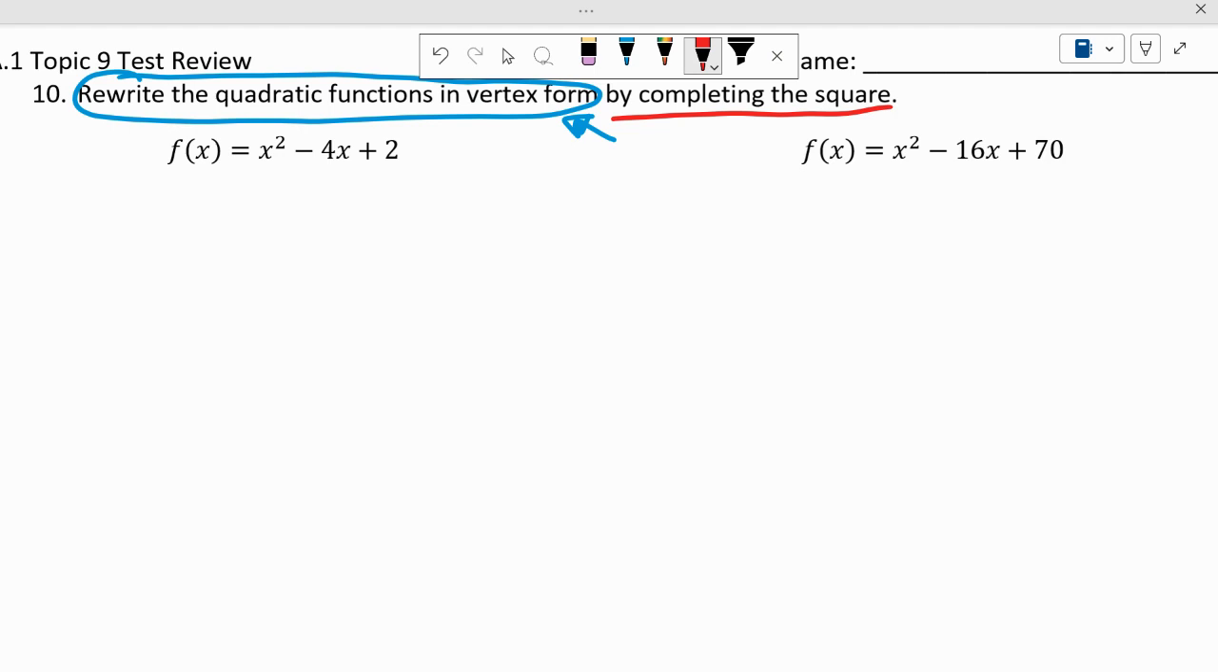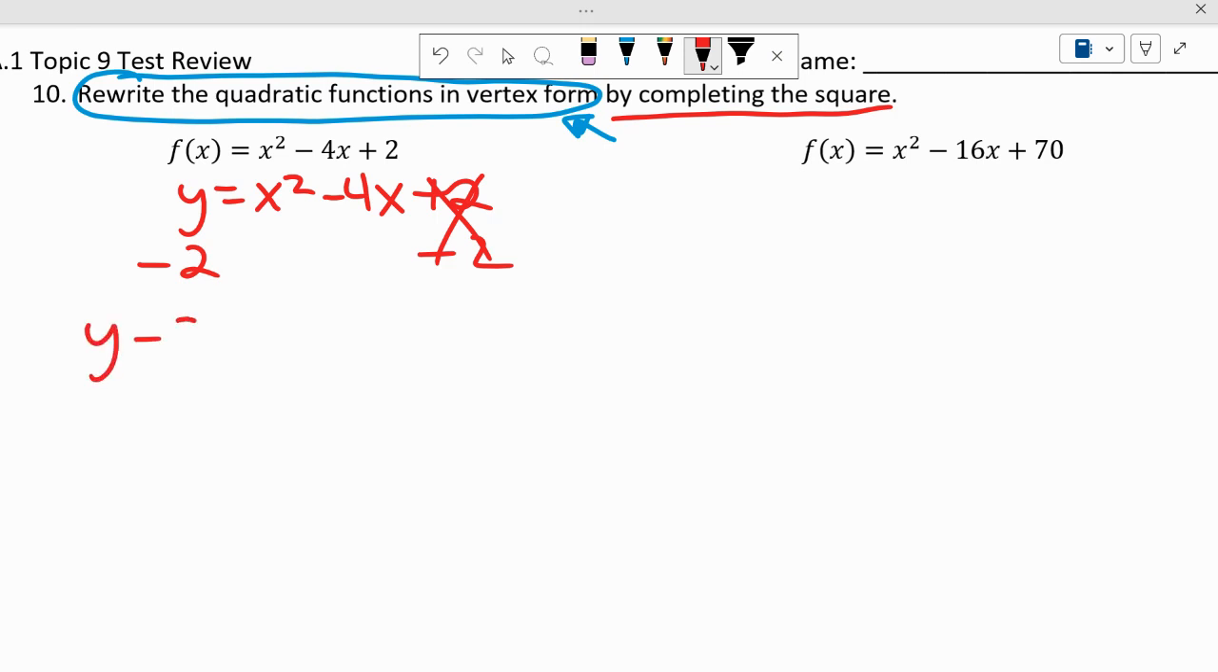So what does that look like? Well, first of all, if you remember, we normally change the f of x to a y just to avoid any confusion in the problem. And then we start by moving c. So that +2, I'm going to subtract y minus 2. And then we're going to complete the square, so we're going to leave a blank on both sides.